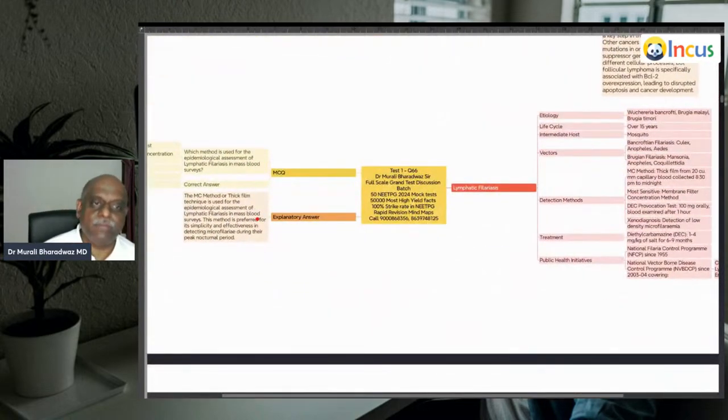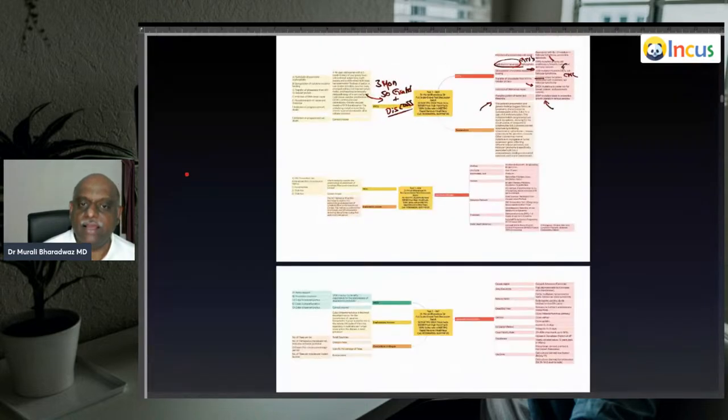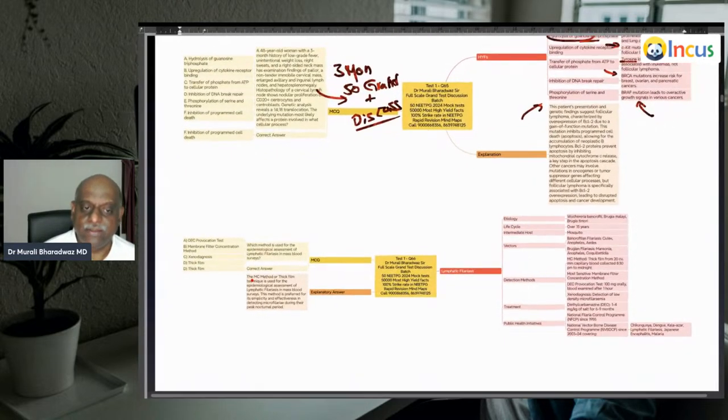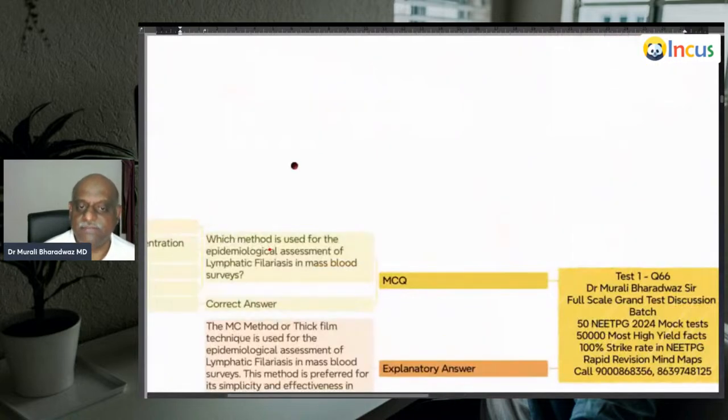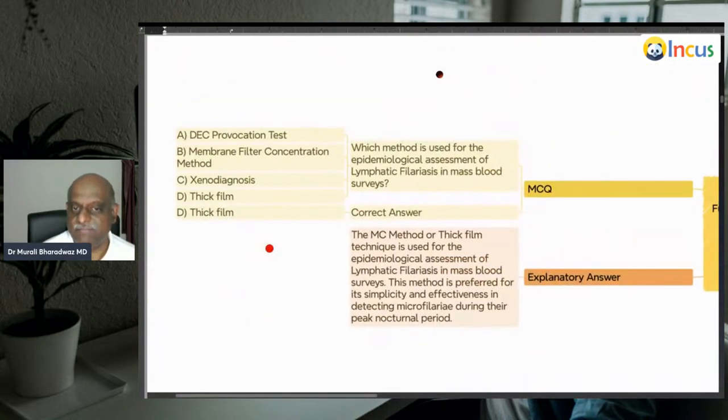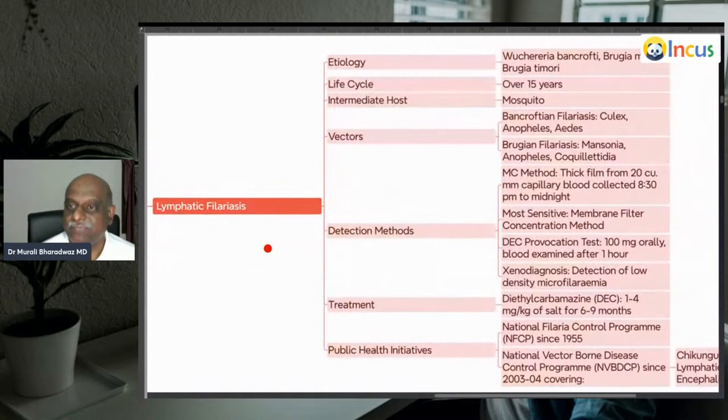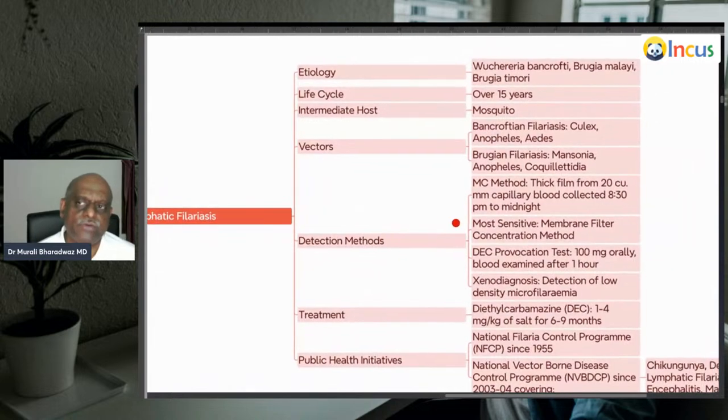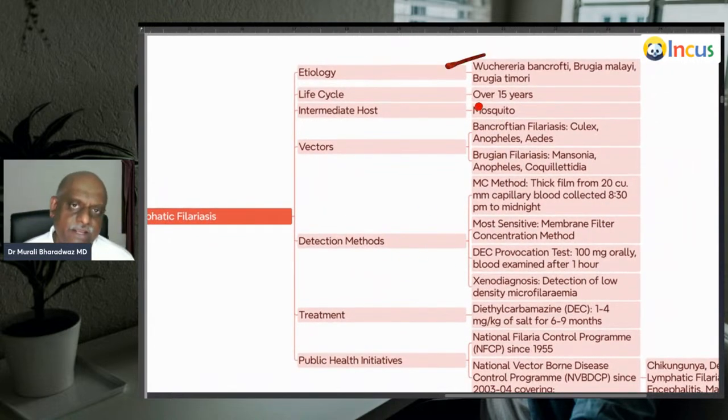Now doctor, which method is used for the epidemiological assessment of lymphatic filariasis in mass blood surveys? So thick film technique is used for the epidemiological assessment. So everything about filariasis you should know, doctor.